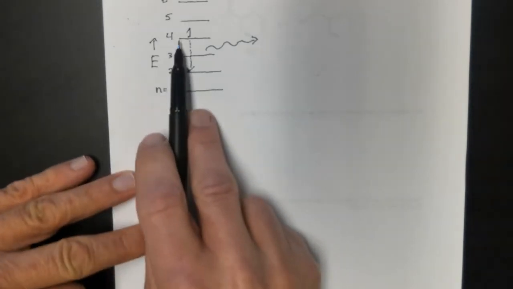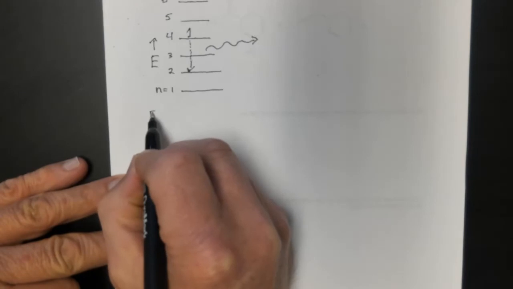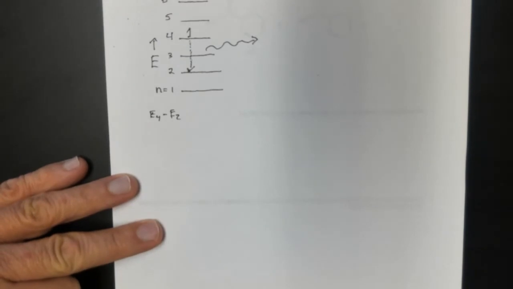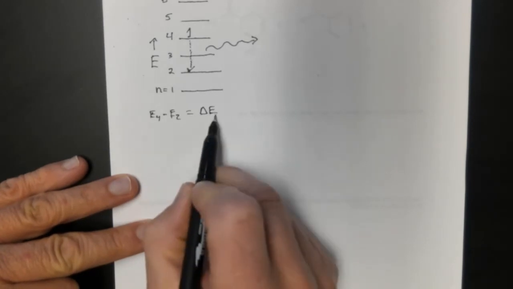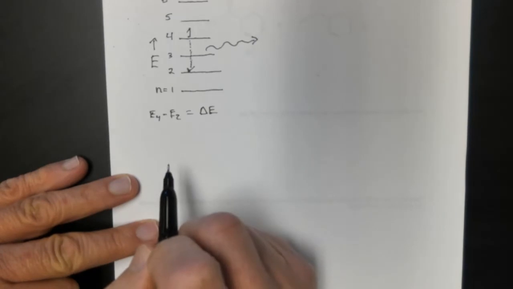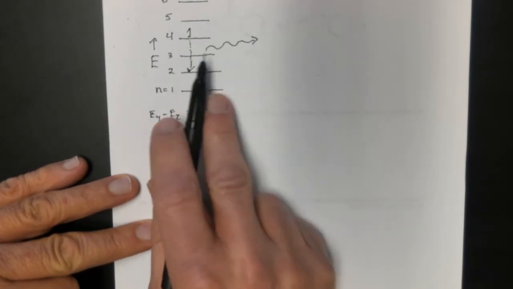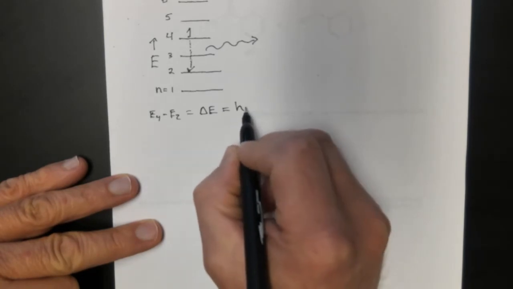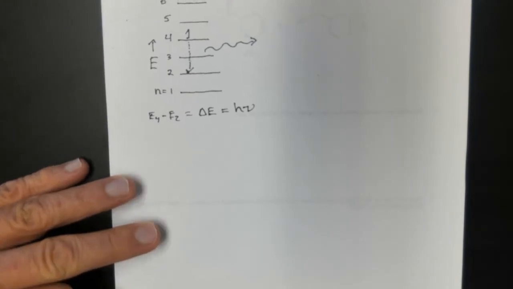Now let's talk about this. Energy difference between 4 and 2. So the energy change from 4 to 2, that's how I'm going to represent it, and this equals just delta E. This is the energy change of the electron. The energy change of the electron must equal the energy of the photon. The loss of energy equals the energy of the photon that was released. So delta E also equals Planck's constant times its frequency.